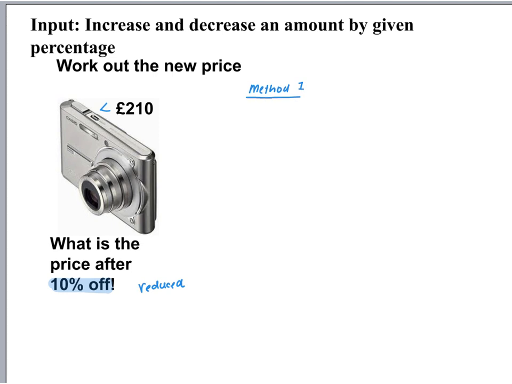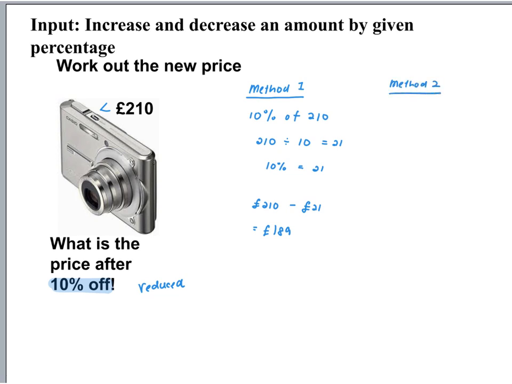Okay. Method 1 is we find out what 10% of £210 is first. Now, we all know how to calculate what 10% is. All we need to do is just take 210 divided by 10, and we would have 21. So 10% of 210 is 21. So, all we need to do now is take £210 and reduce it by £21, because that's how much has been reduced. So that would give us £189. Okay, let's take a look at method 2 now.